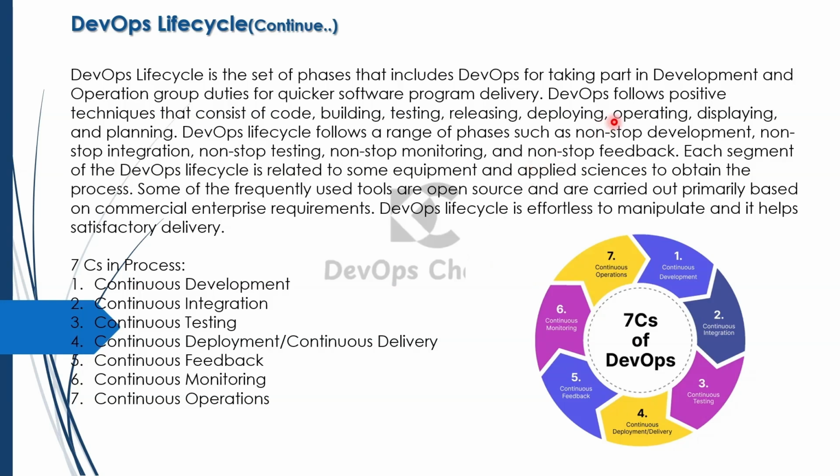So DevOps follows techniques that consist of code building, testing, releasing, deploying, operating, monitoring, and planning. Okay, the DevOps lifecycle follows a range of phases such as non-stop development, non-stop integration, non-stop testing, non-stop monitoring, and non-stop feedback. Each segment of the DevOps lifecycle is related to some equipment and applied science to obtain the process.